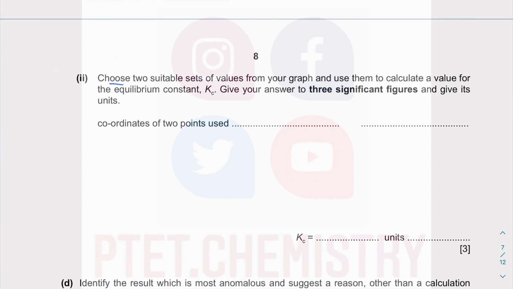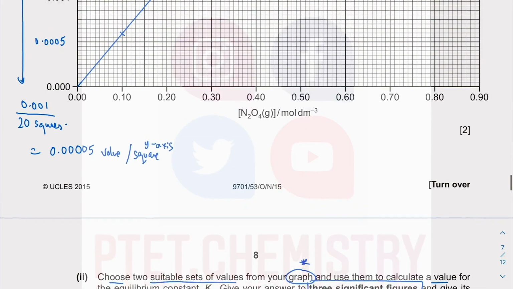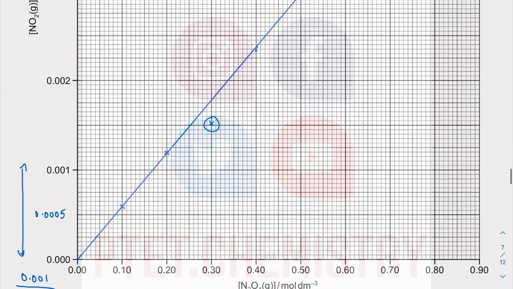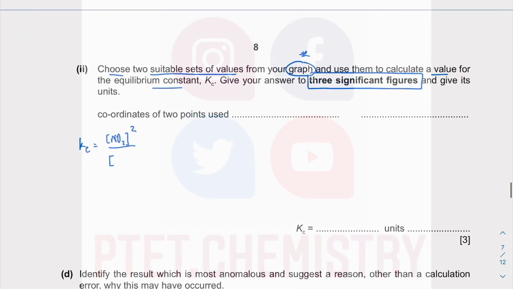Now choose two sets of values from your graph, not from the points, okay? Calculate a value for the equilibrium constant and give your answer to 3 significant figures. They want you to use your graph to calculate the equilibrium constant. Remember just now you have Kc is equal to your NO2 squared over your N2O4.